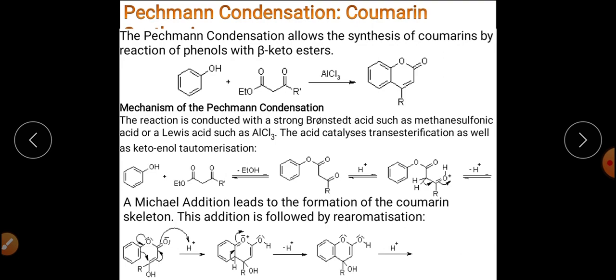The mechanism for this reaction is basically, first of all, there will be a trans-esterification reaction, then there will be keto-enol tautomerization.